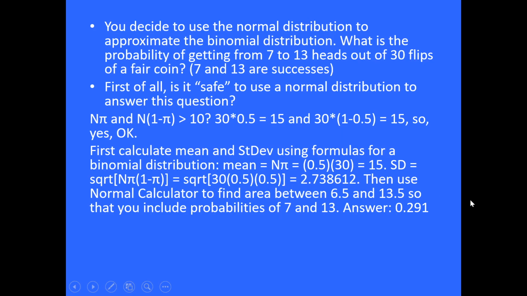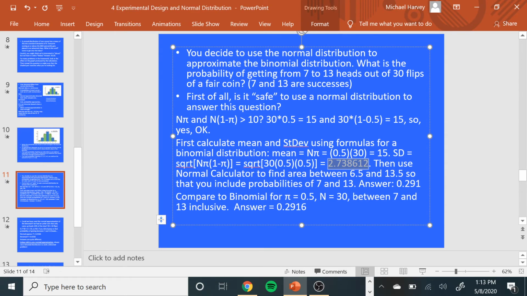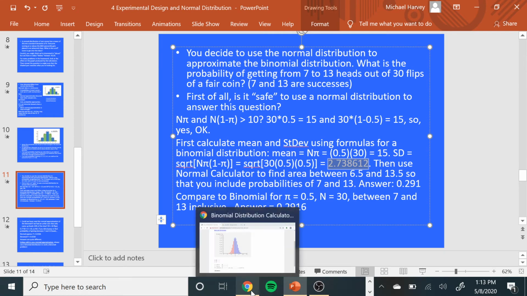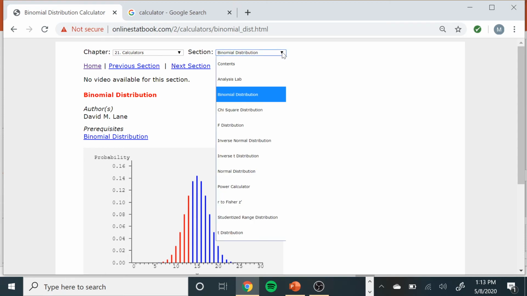It's that number. Then we use the normal calculator to find areas between a little bit below and a little bit above what we were doing here. So we need 6.5, not 7, and 13.5. Let's see how we're going to do that. Rather than plug all that into the calculator again, I'm just going to copy this, and we're going to model this now with our normal distribution. Let's go up here to the normal distribution.